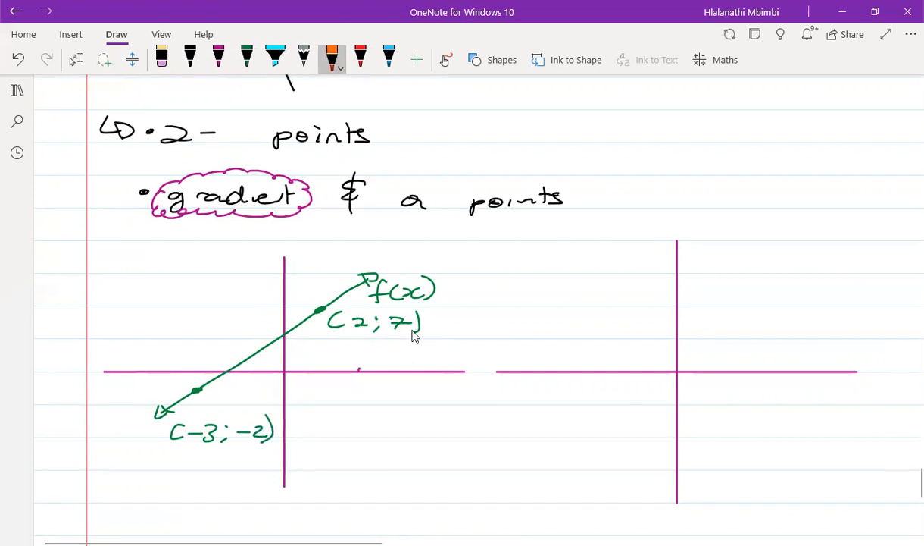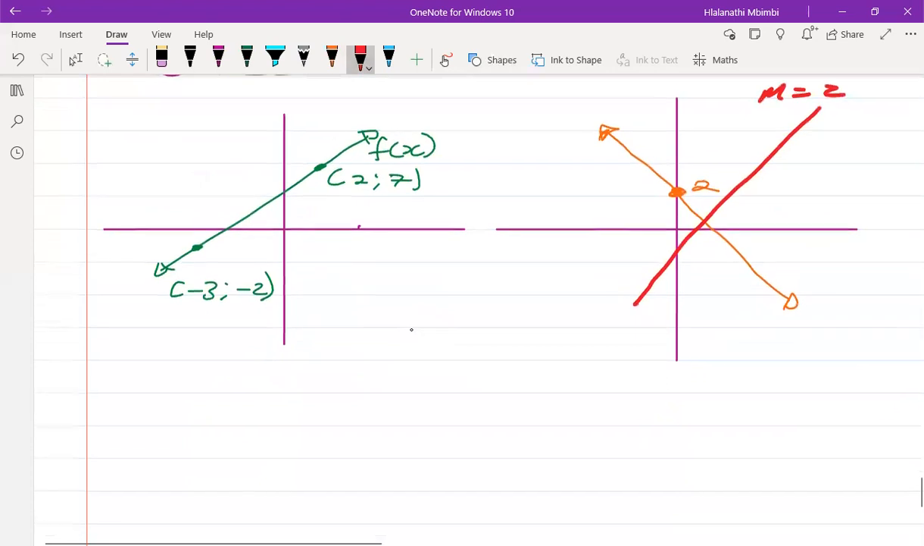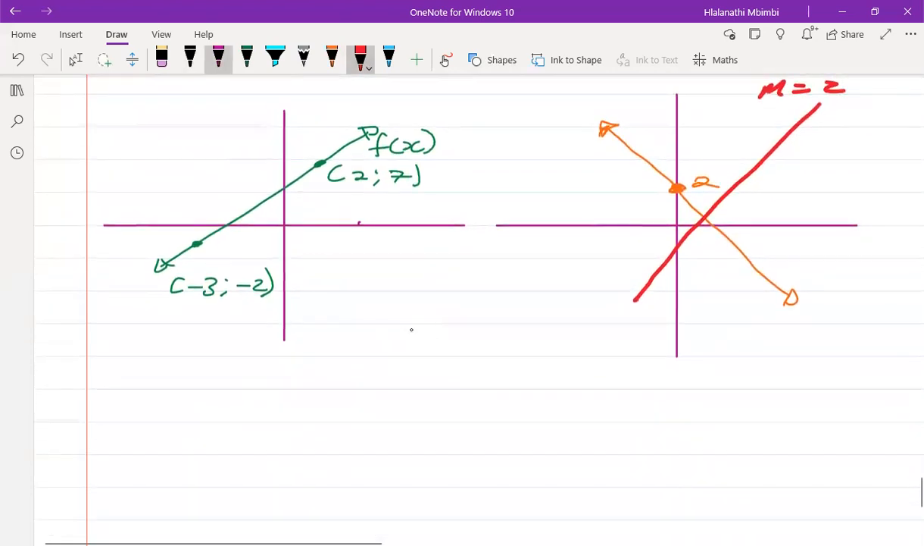On the other side, I will give you a graph that looks like this, and I'll just give you 1 point, and I will say that that point is 2. However, this has a line that runs like that with the gradient of 2, right? So now we're going to try to find the equations for these graphs.